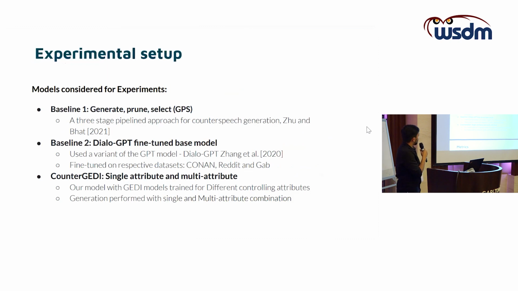We then evaluated our setup on 3 different models. The first 2 are the baselines. One is the state-of-the-art baseline, which generates only relevant responses, that is, the generate prune select architecture. This is a 3-stage pipeline approach, which first generates, then prunes some of the non-grammatical sentences, and finally selects the more relevant examples. Baseline 2 is just the vanilla response generation model, which is a DialoGPT model. It is a variant of the GPT-2 models, trained on the Reddit dataset. And finally is our model, known as CounterJEDI, which uses these attribute models in addition to this DialoGPT model.